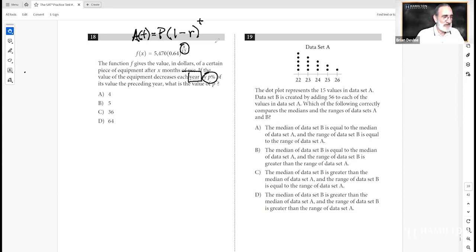And so we should have then that f of t, if we put it in years now, is going to be 5,470 times 1 minus 0.36, because that's the 0.64, to the t. And the value of P is 36. So C is your answer.